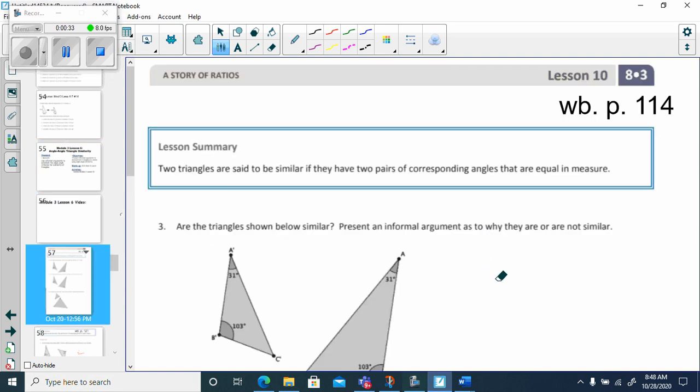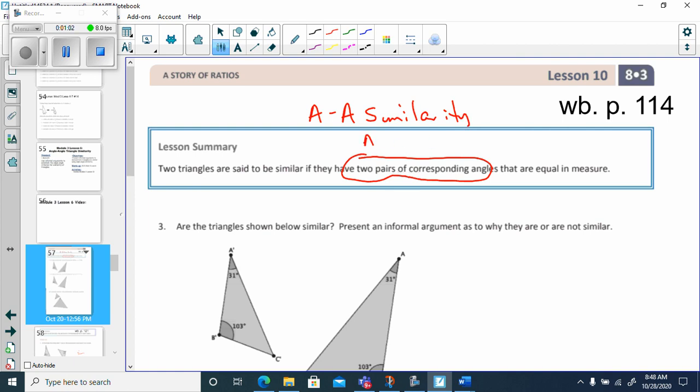In your workbook on page 114. The lesson summary of this is two triangles are said to be similar if they have two pairs of corresponding angles that are equal in measure, okay? Two pairs of corresponding angles that are equal in measure. And guys, this is called angle-angle similarity, and you'll see it written this way a lot of times. It's to prove triangles are similar.